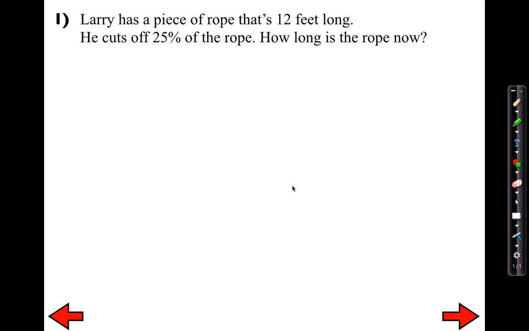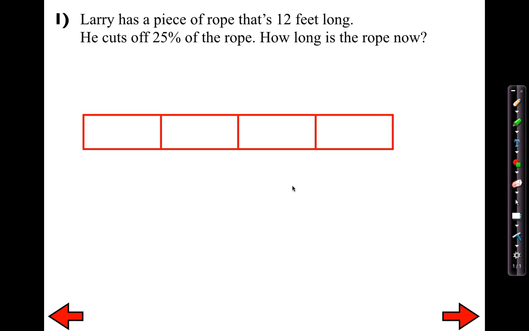So first, let's go ahead and take a look at our very first example. It says, Larry has a piece of rope that's 12 feet long. He cuts 25% of the rope. How long is the rope now? So let's take a look at a tape diagram.